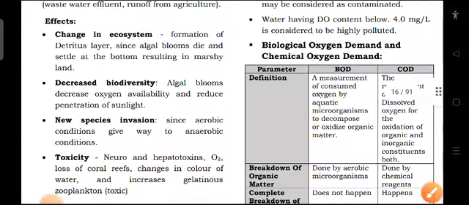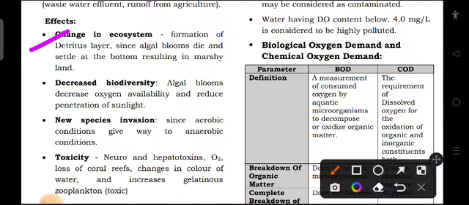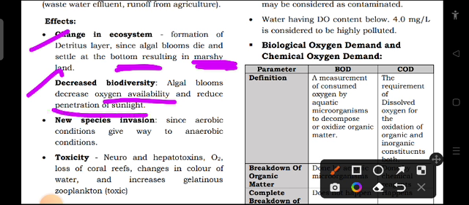Now what are the effects? It will cause a change in the ecosystem, that is, formation of a detritus layer. Since the algal bloom dies and settles at the bottom, it will result in marshy land. Then decreased biodiversity. Algal bloom will decrease the oxygen availability and reduce the penetration of sunlight.